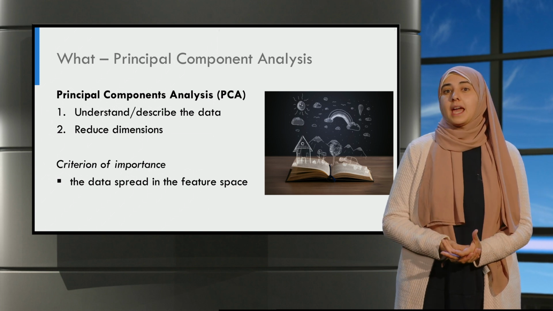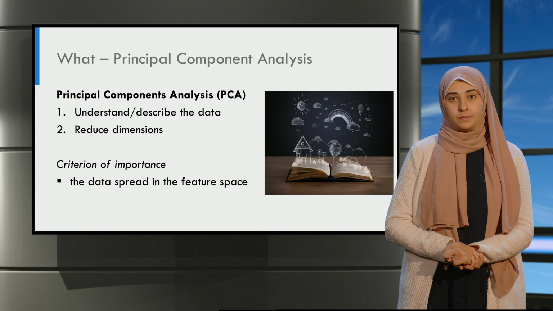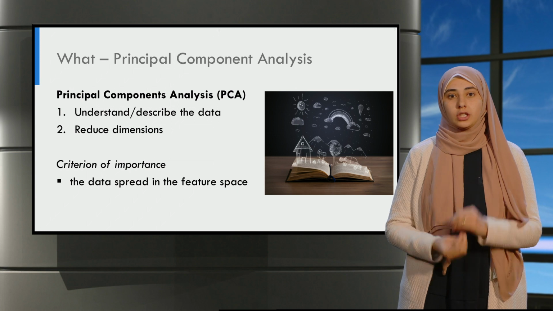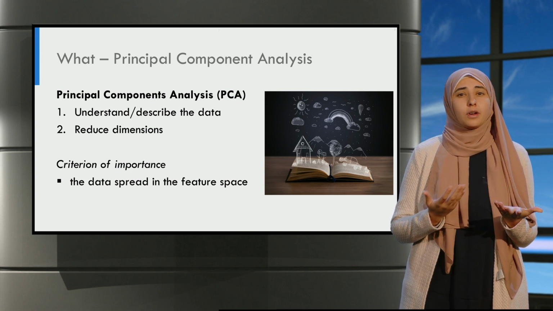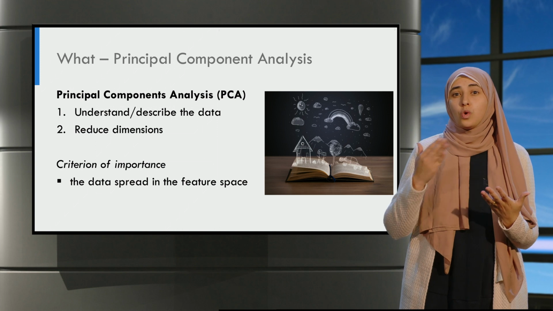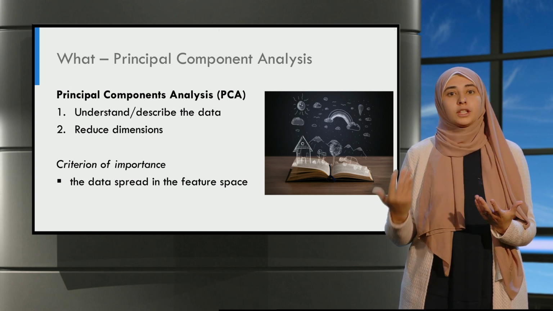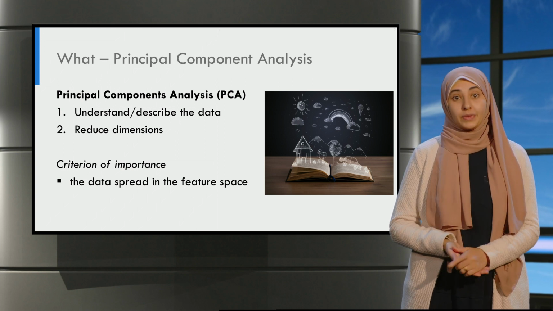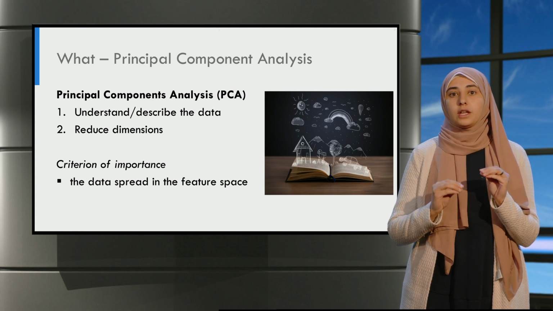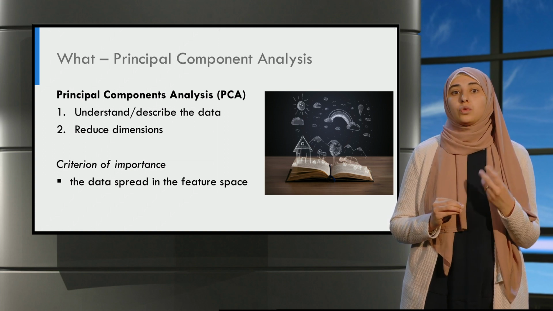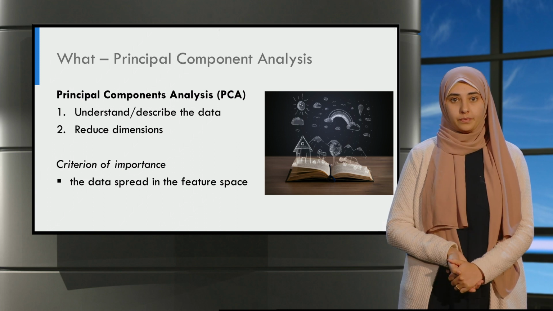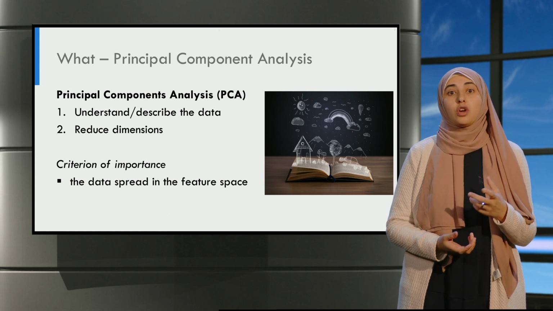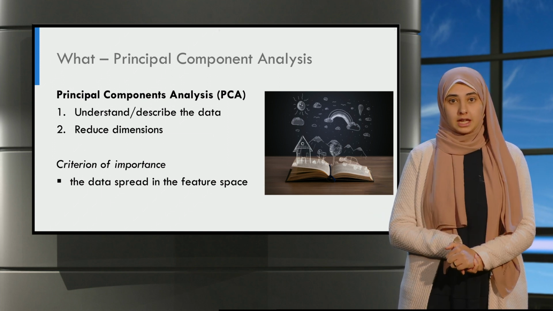We can break the PCA technique into two main steps: understanding and description step and dimensionality reduction step. You can think of it as summarizing a book. First, you need to go through the whole book to identify the important chapters and sections. That would correspond to the PCA understanding and description step. Then, you can summarize the book into only the important parts. That would correspond to the dimensionality reduction step. The criteria used to define the importance, again, is the amount of spread or variance along a direction in the feature space.